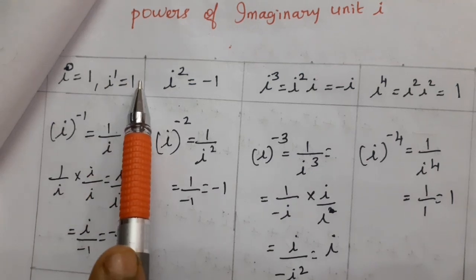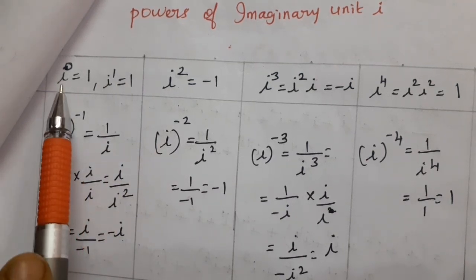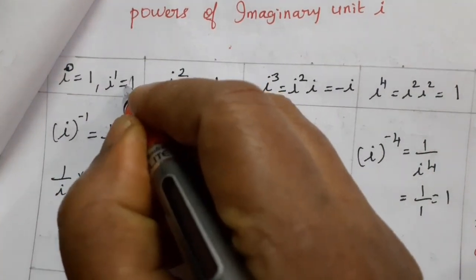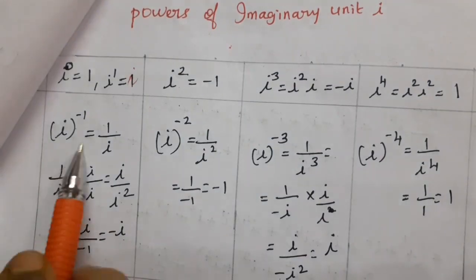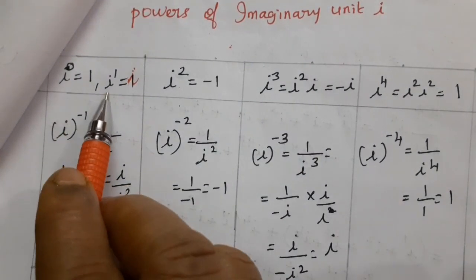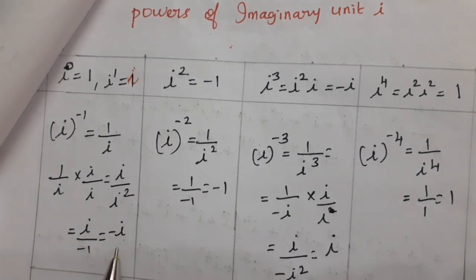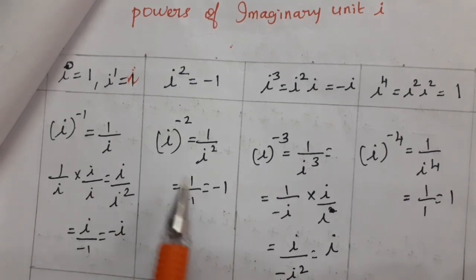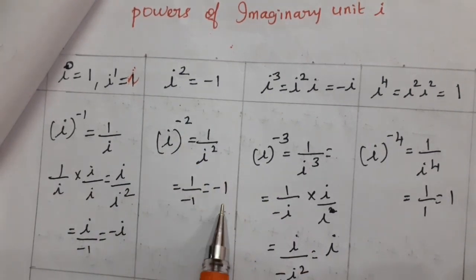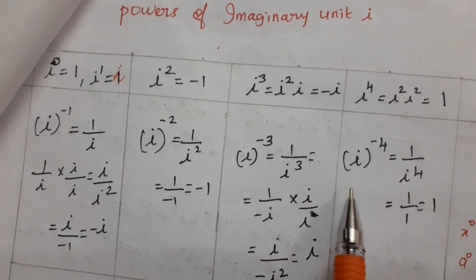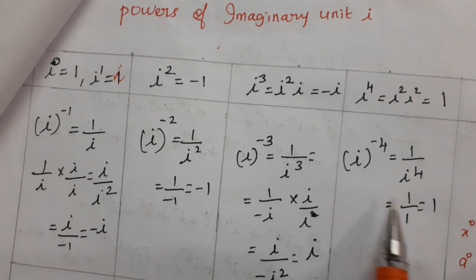I power 0 is 1. I power 1 is i. I power minus 1 is minus i. I power minus 2 is minus 1, and i power plus 2 is also minus 1. I power minus 3 is plus i. I power minus 4 is plus 1. You know, anything power 0 equals 1.